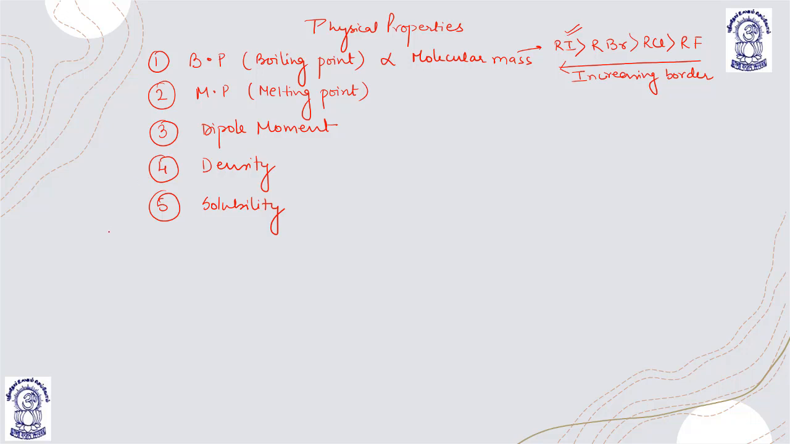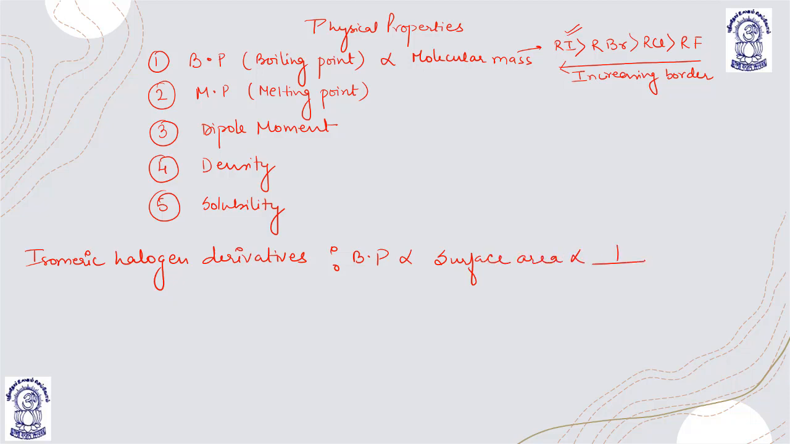In case of isomeric halogen derivatives, the boiling point is directly proportional to surface area and inversely proportional to branching. As the surface area increases, branching decreases, and boiling point increases.